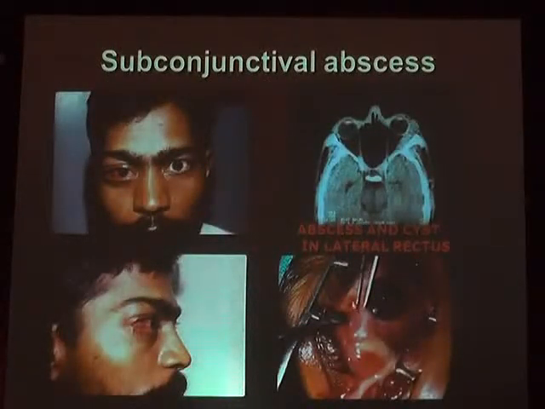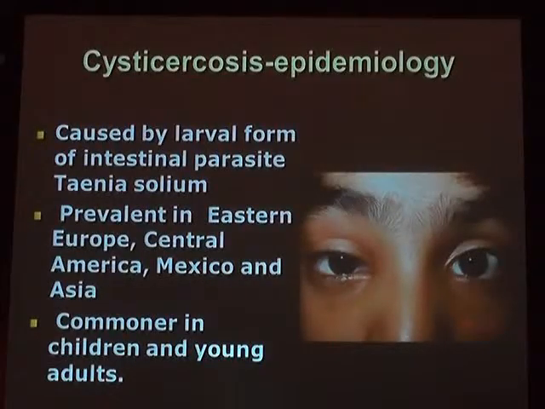The subconjunctival abscess, when it was drained out, showed a cysticercus cyst with the scolex coming out. So all of these are orbital myocysticercosis. We need to be familiar with all these presentations and pick up these cases early, as well as follow up with radiological imaging to establish the diagnosis.